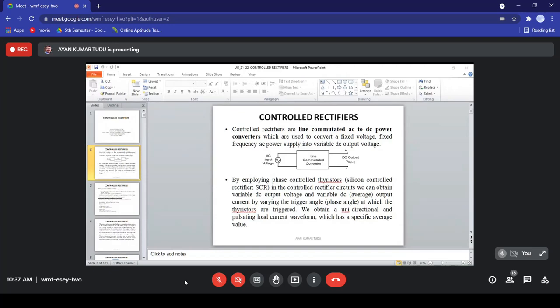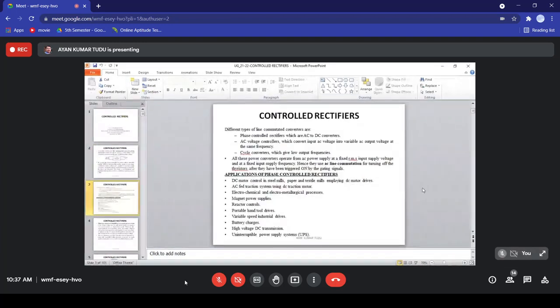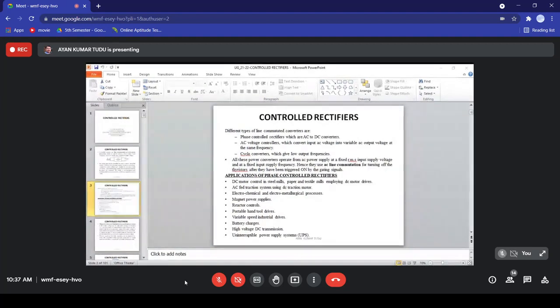Now, as I was saying, there are different types of line commutated converters. Let us look into some of them. The different types of line commutated converters are phase control rectifiers, which are AC to DC converters. We have AC voltage converters, which convert the AC input voltage into variable AC output voltage at the same frequency. Please remember, at the same frequency. And we have cycloconverters, which give us low output frequencies.